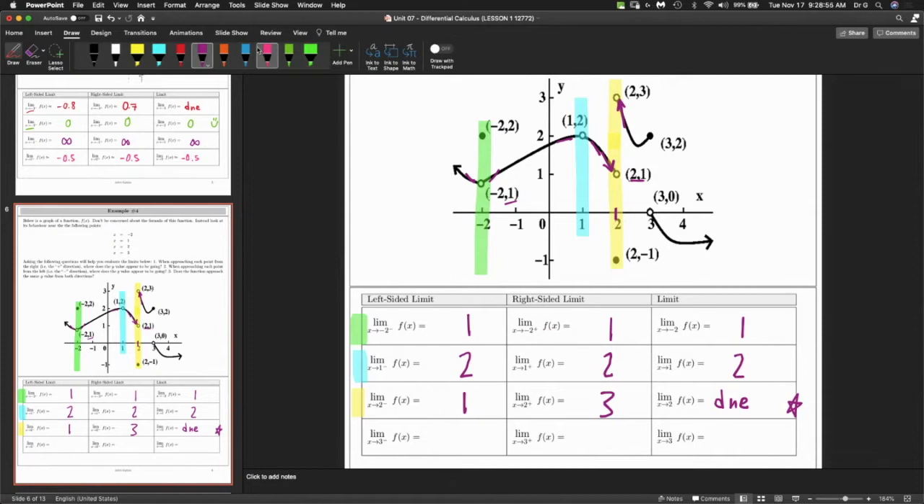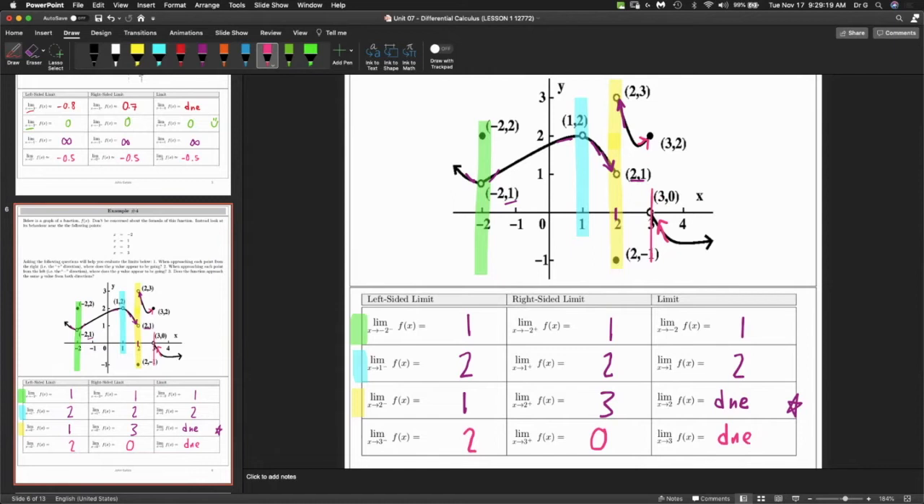So we'll just do this one without any special features. I'm going to go over here and put that from the left. So here's 3, of course. There's 3. From the left, it approaches a y value of 2. And from the right, it approaches a y value of 0. So it does not exist also.